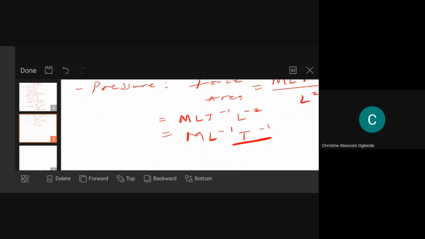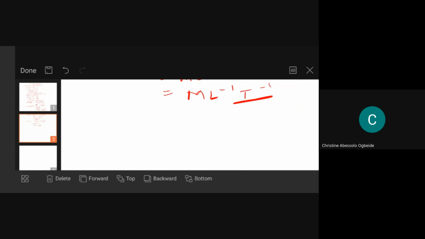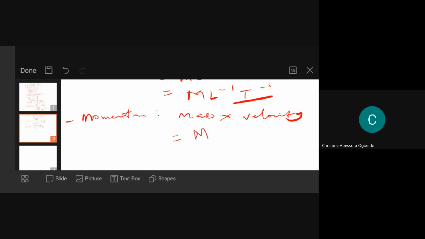The next one, let's talk about something like momentum. How do you define momentum? Momentum is simply mass times velocity. The dimension for mass is capital letter M, and the dimension for velocity is LT raised to power minus 1. And this becomes MLT minus 1. So this is the dimension for momentum.